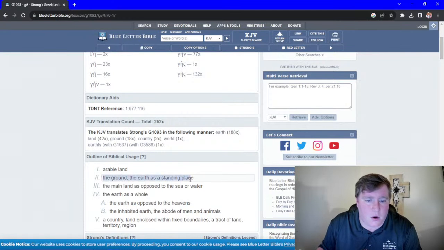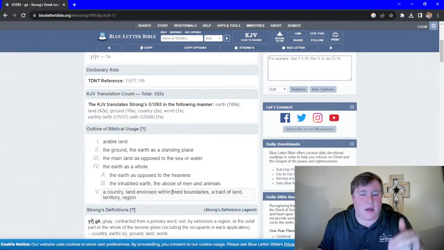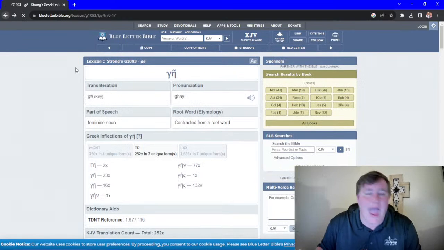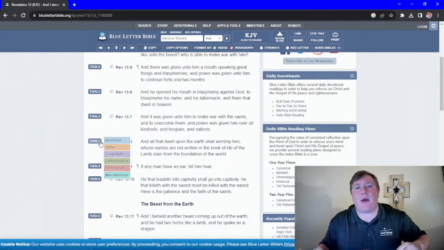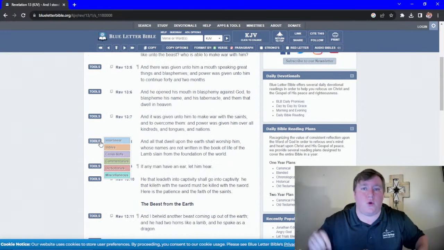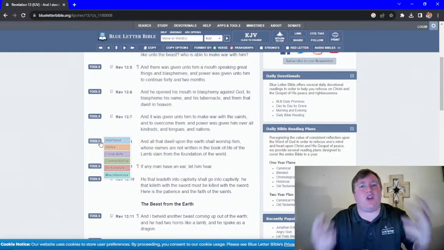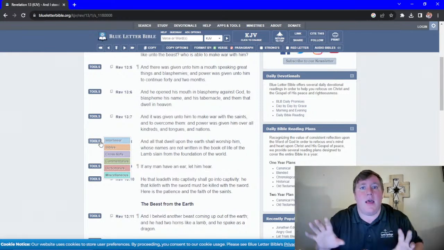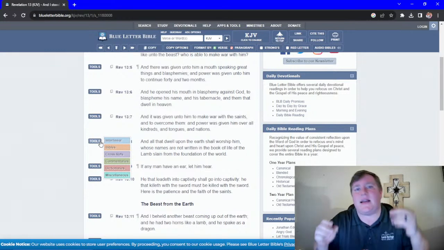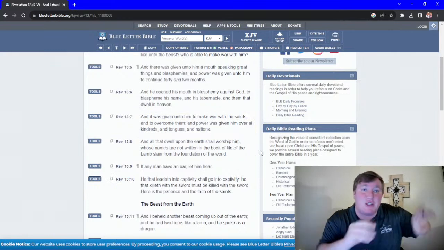The ground, the earth as a standing place. A country, land enclosed with fixed borders, a tract of land, territory, or region. And he's already given you that region. He gave you that region in verse 2 with the lion, the bear, and the leopard. He told you this is Medo-Persia. This is where this beast will come from, the Middle East. That's exactly where John told you it would come. So it's not the whole world, it's just there.